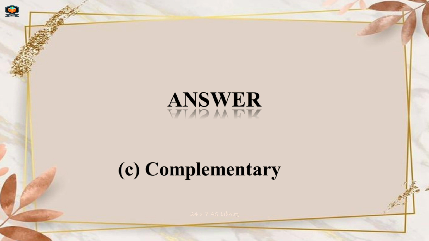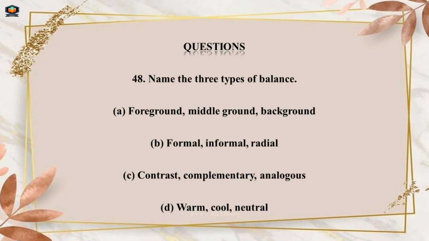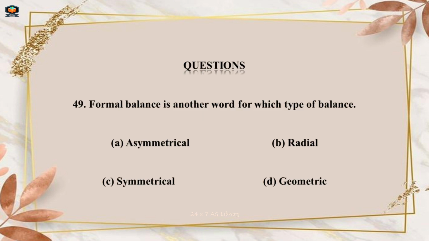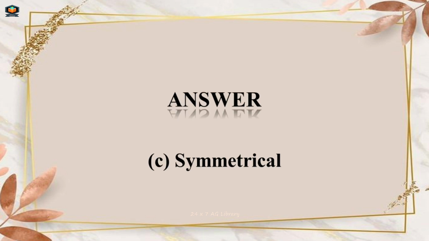Answer: C. Complementary. Question 48. Name the three types of balance. A. Foreground, middle ground, background. B. Formal, informal, radial. C. Contrast, complementary, analogous. D. Warm, cool, neutral. Answer: B. Formal, informal, radial. Question 49. Formal balance is another word for which type of balance? A. Asymmetrical. B. Radial. C. Symmetrical. D. Geometric. Answer: C. Symmetrical.